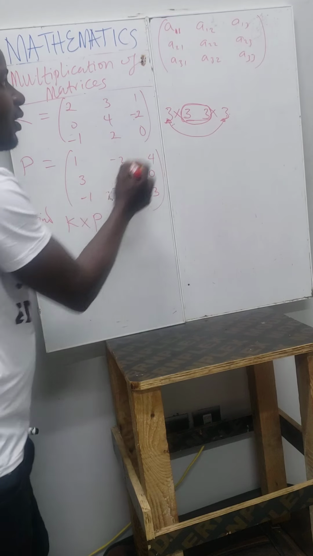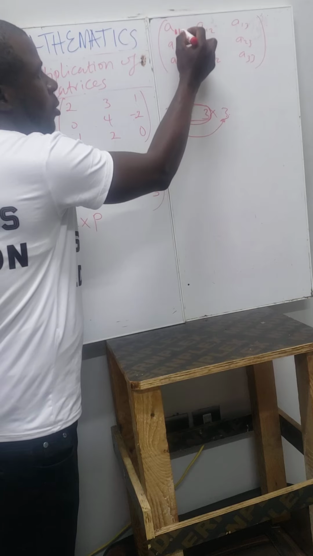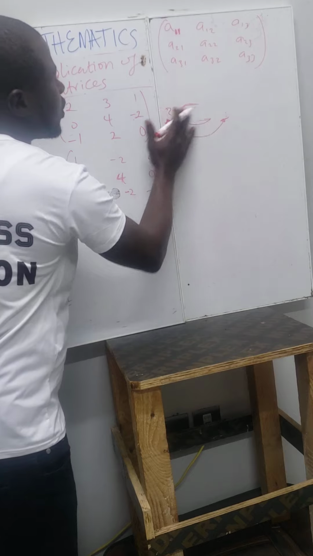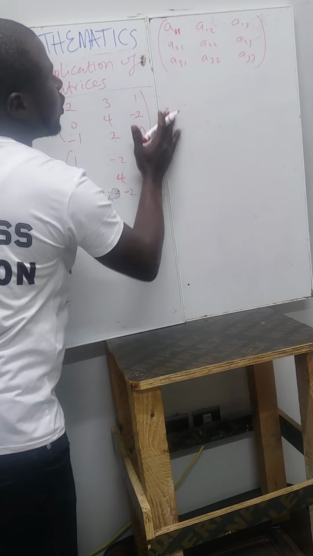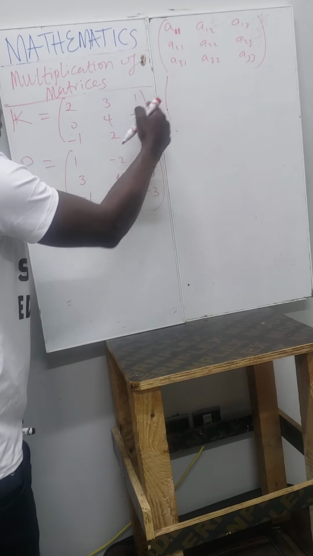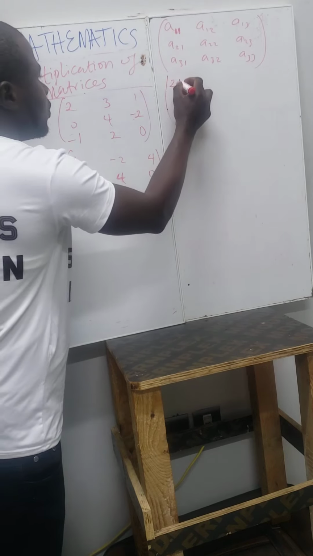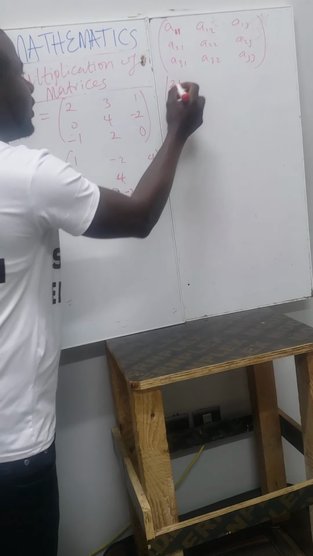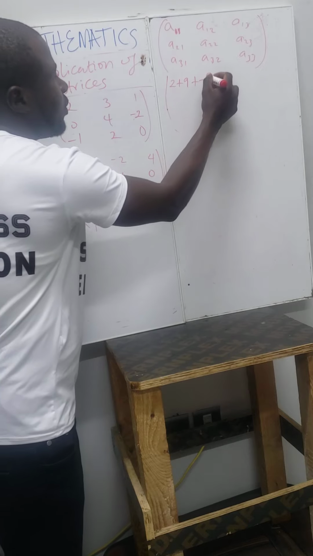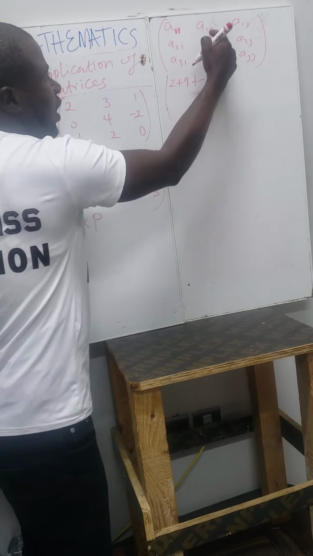Do you understand? First row of the first matrix multiplied by first column of the second matrix. That is what we mean by A11. Do you understand that? Okay. The first row of the first matrix multiplied by this: 2 multiplied by 1 is 2, plus 3 multiplied by 3 is 9, plus 1 multiplied by minus 1 is minus 1. That is for the first one. The second one is 1,2.